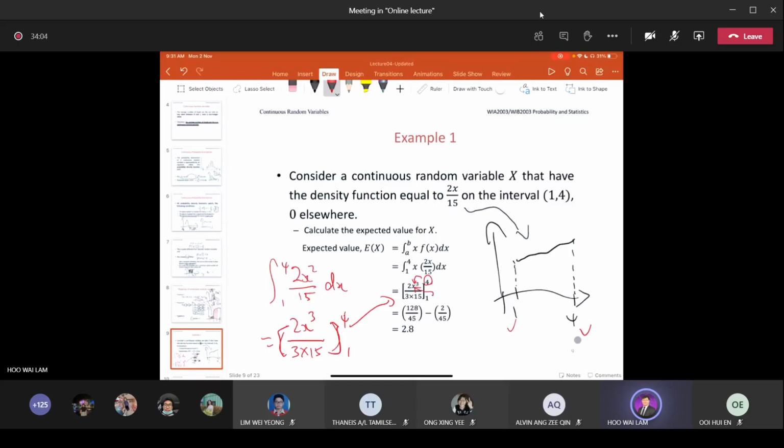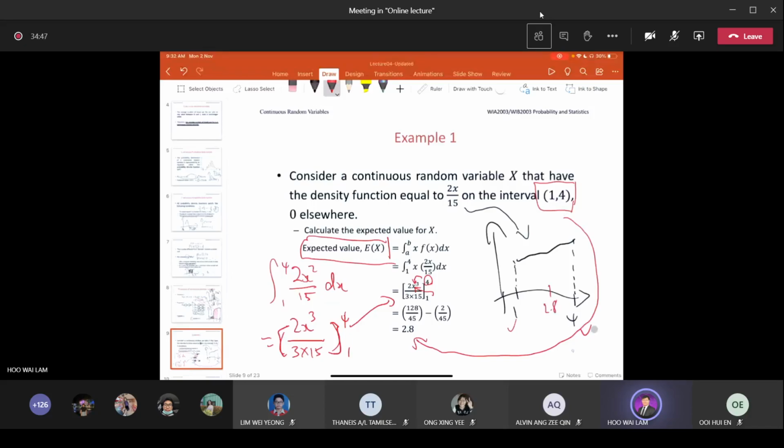You might start to ask me, why are we doing probability questions, why are you getting 2.8? You're supposed to get between 0 and 1, right? Remember, right now we are calculating expected value. Expected value is the mean, if you still recall. Whenever it's the mean, the range is based on your random variable's range. So it's supposed to be between 1 and 4, but not between 0 and 1 anymore. So when you calculate expected value, you're supposed to double check that the answer lies in the range between 1 and 4, which means it's around over here.